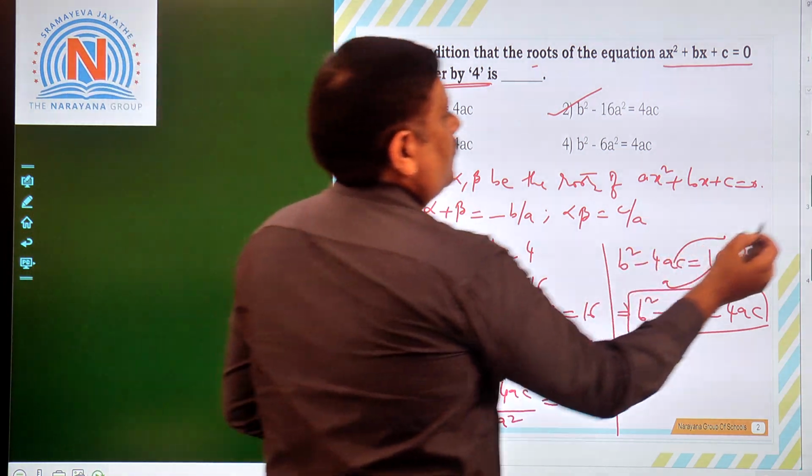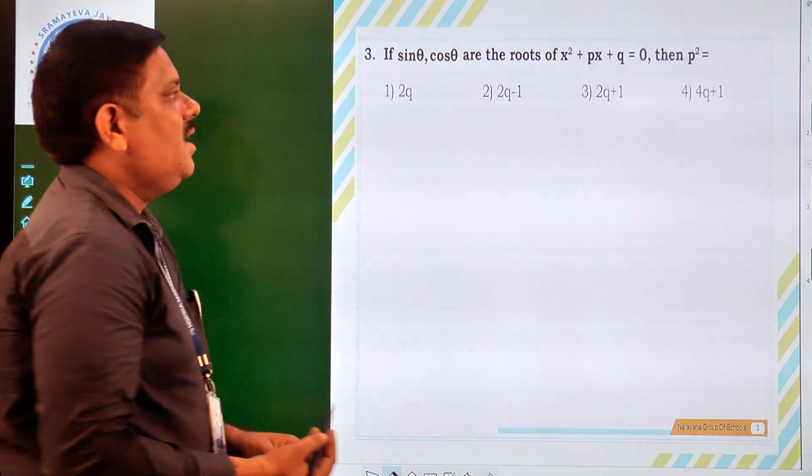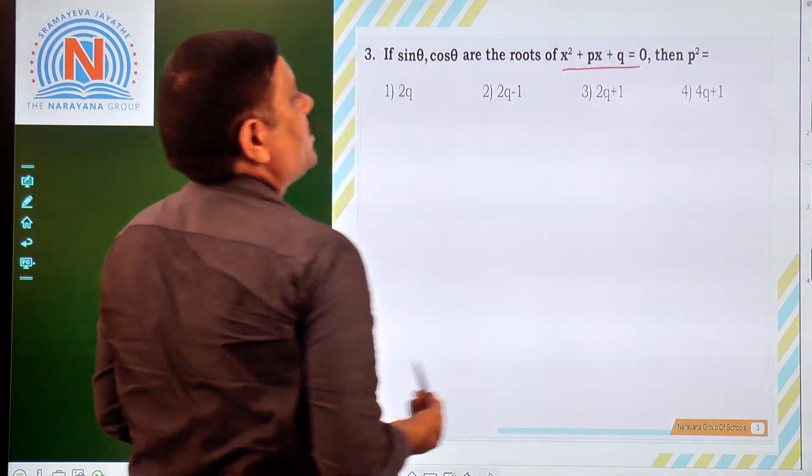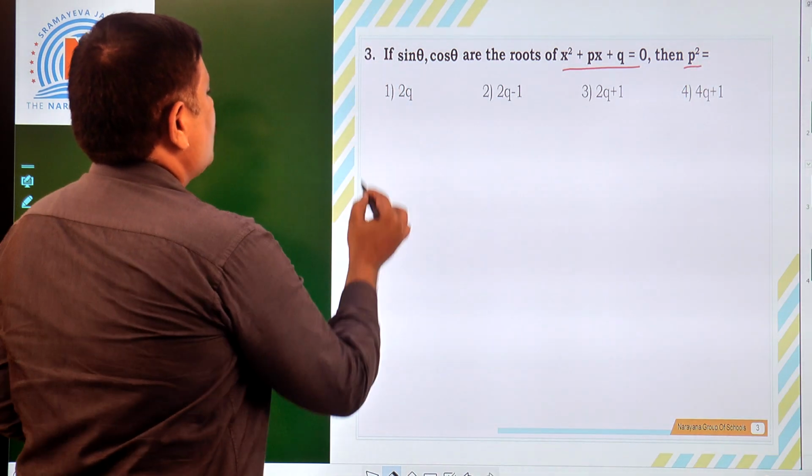Now let us move to the next question. If sin theta, cos theta are roots of x square plus px plus q is equal to 0, then what is the value of p square? Okay, solution, let us start with.